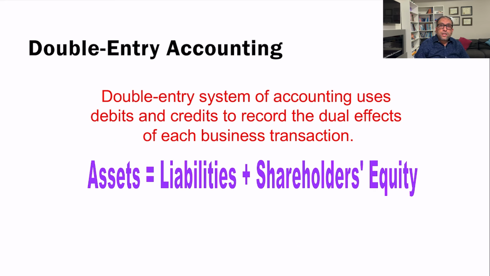Now, as I mentioned, it's a double entry system. The double entry system of accounting uses debit and credit to record the dual effect of each transaction. So each transaction has a dual effect. One account is going to be debit and the other account is going to be credit. It is possible that both accounts, debit and credit, are assets. It is possible that one account is an asset and the other account is a liability. It is possible that one account is an asset and the other is shareholders equity. So all these are possible in transaction recording.